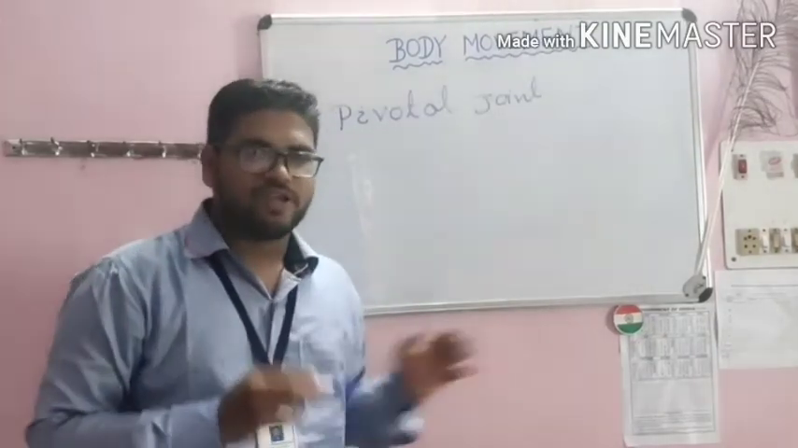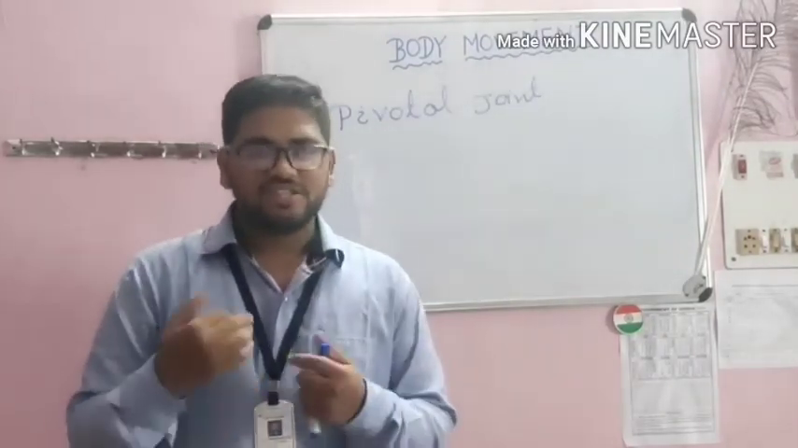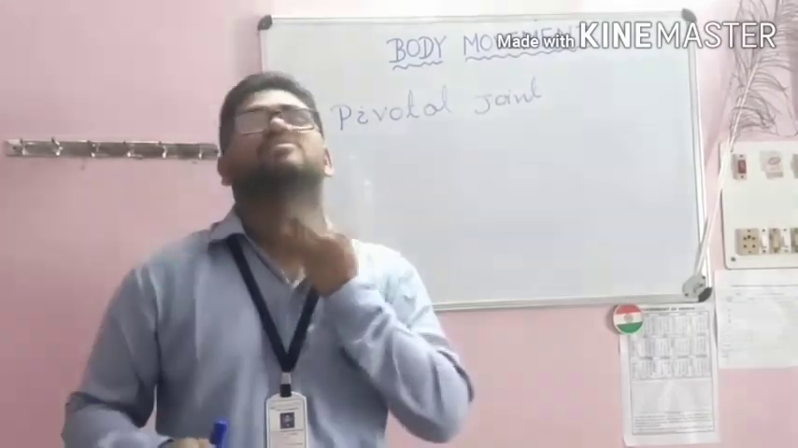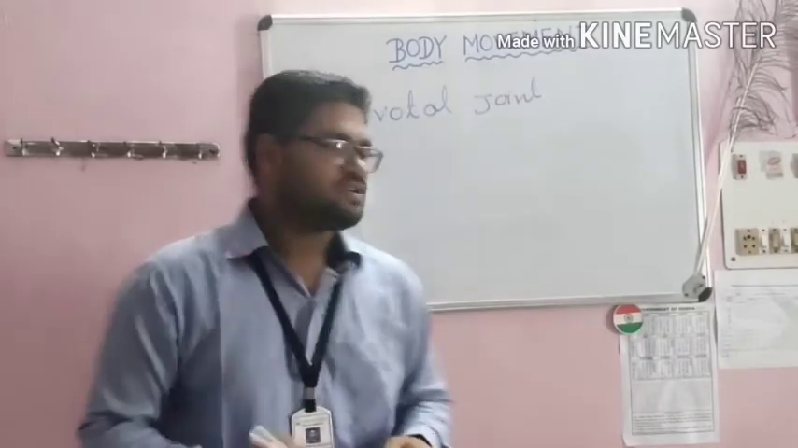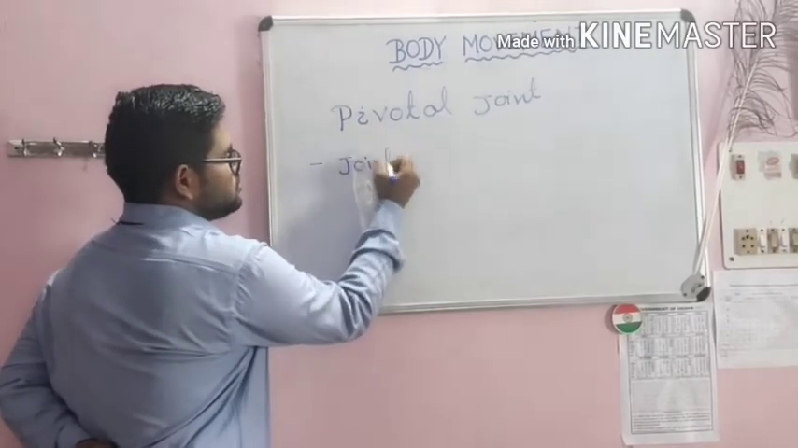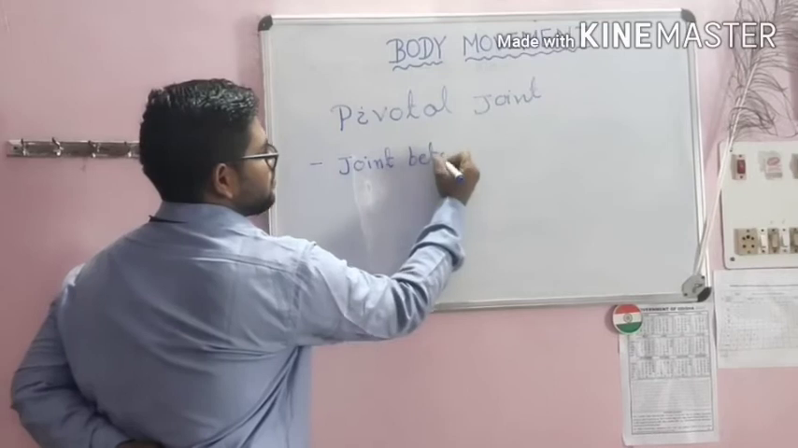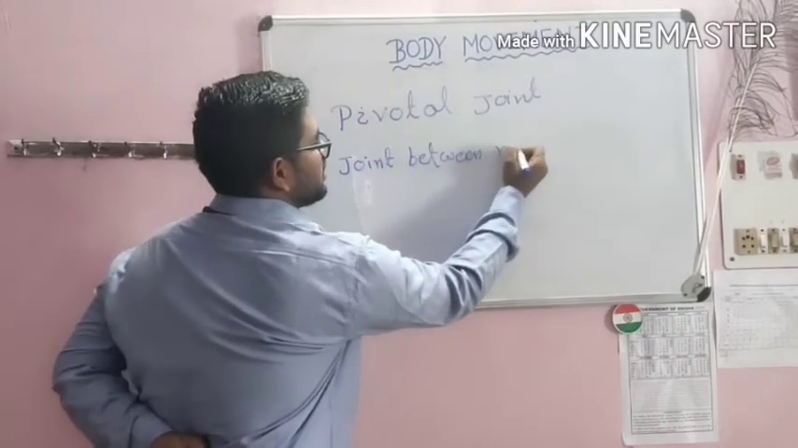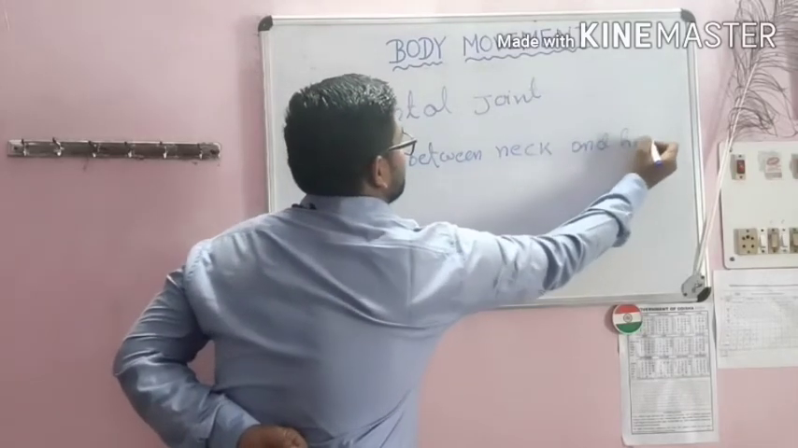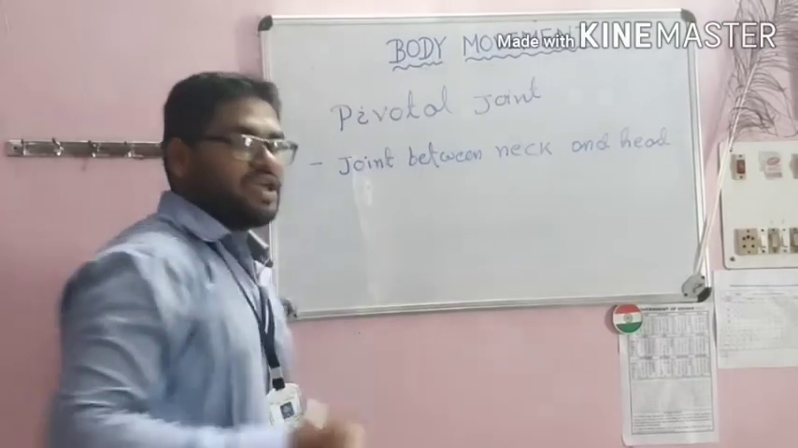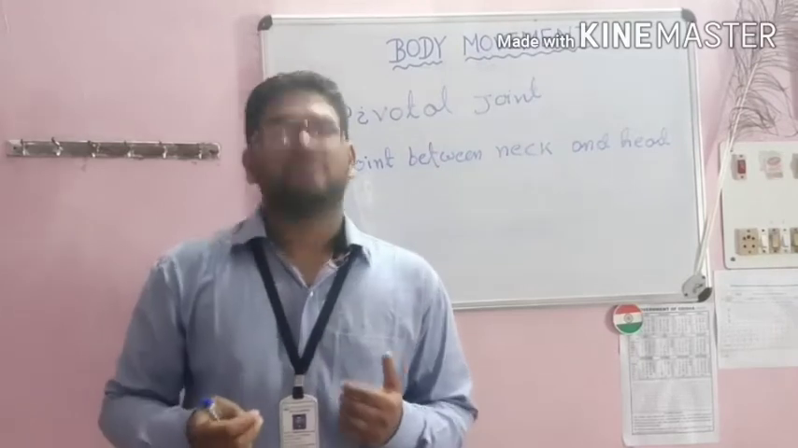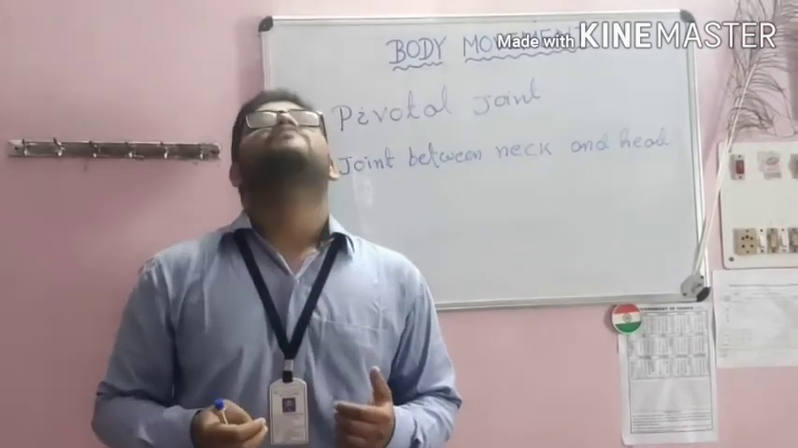Now come to the pivotal joint. What is pivotal joint? It is the joint which attaches our head with the neck. The joint that is present between the neck and head is called pivotal joint. So first write down the location, joint between neck and head. It is a joint that is present between our neck and head. It's called pivotal joint.